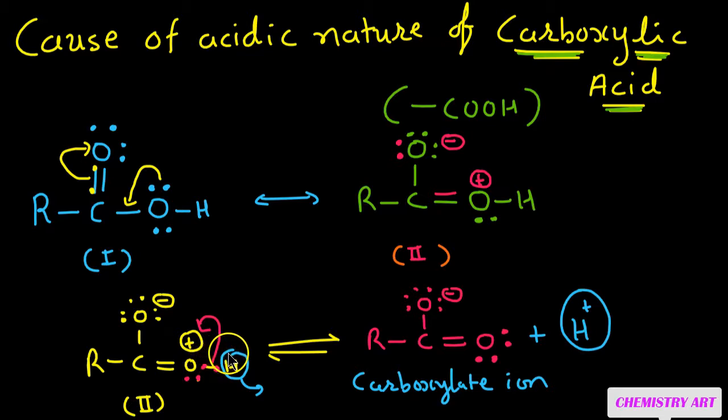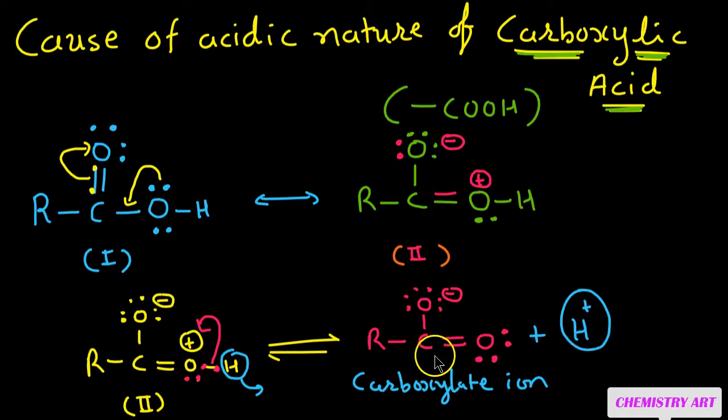So due to the presence of the positive charge, the oxygen atom attracts the electrons of the OH bond towards itself. As a result, the OH bond weakens and ultimately breaks and splits off the proton. This H+ which is released is also known as a proton, and this is responsible for the acidic nature of the carboxylic acid. The release of this proton is responsible for the acidic nature.